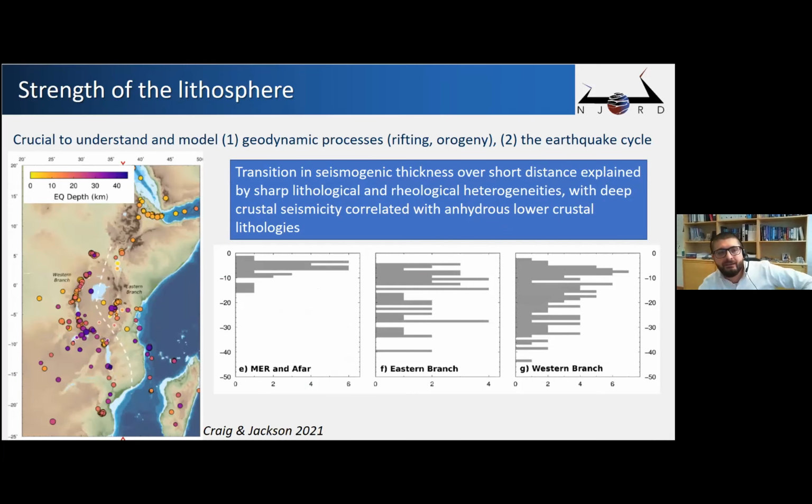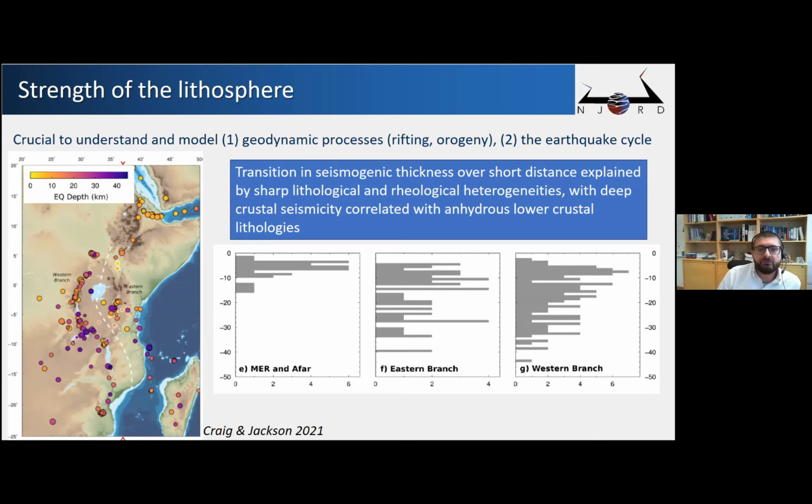Obviously, the deformation behavior and the strength of the lower crust plays a fundamental role when it comes to the architecture of rifts. In this recent example by Craig and Jackson, they discussed the earthquake depth in the East African Rift, more specifically comparing what happens in the Northeast with respect to the Western and Eastern branches. The Western and Eastern branches are characterized by deep crustal seismicity, which has been explained by the occurrence of dry and strong granulites at depth.